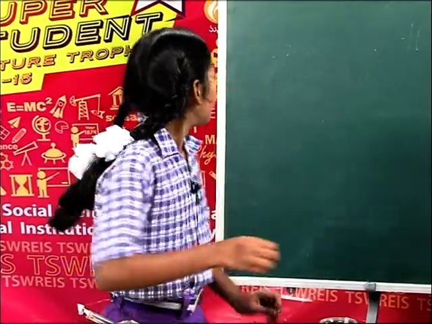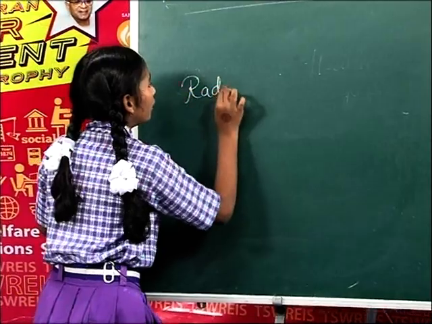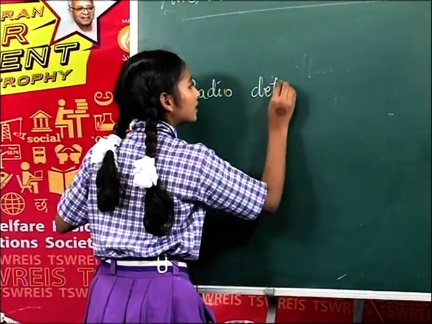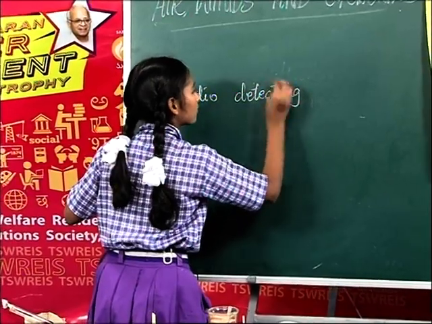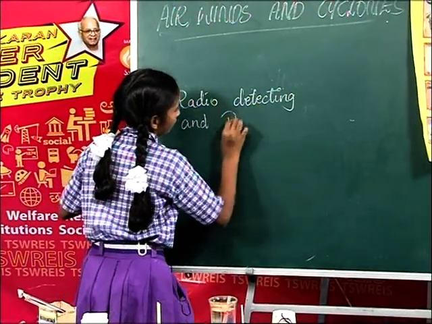Yes, friends. The Indian Meteorological Department knows everything about cyclones and all disasters through advanced technology like satellites and radars. Friends, do you know the full form of radar? Radio detecting and ranging. This is the full form of radar.